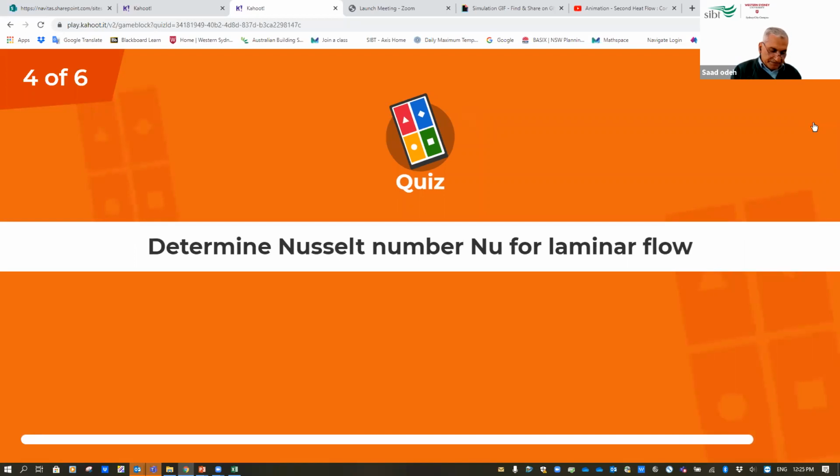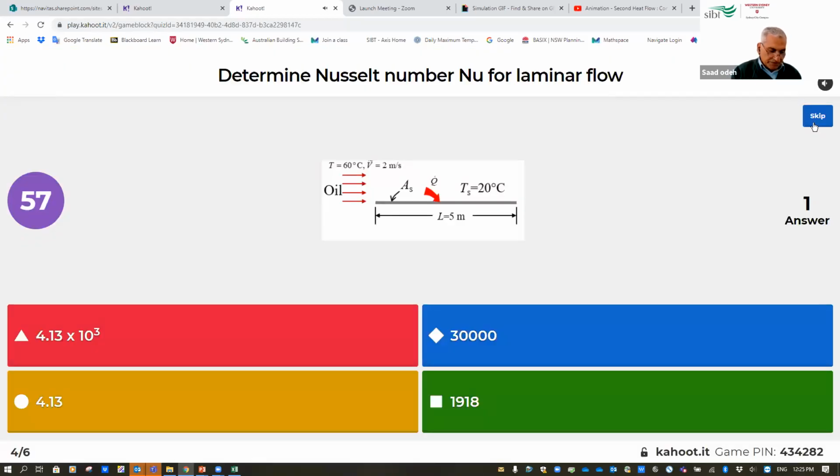Determine Nusselt number for laminar flow. So now we know it's laminar flow. Just refer to the equation that you put. The first equation we use is the laminar equation. Use that equation to find the value of the Nusselt number. Probably the time is not enough.